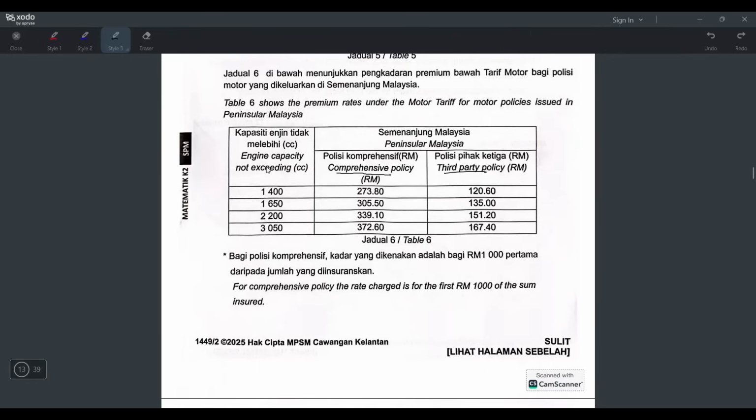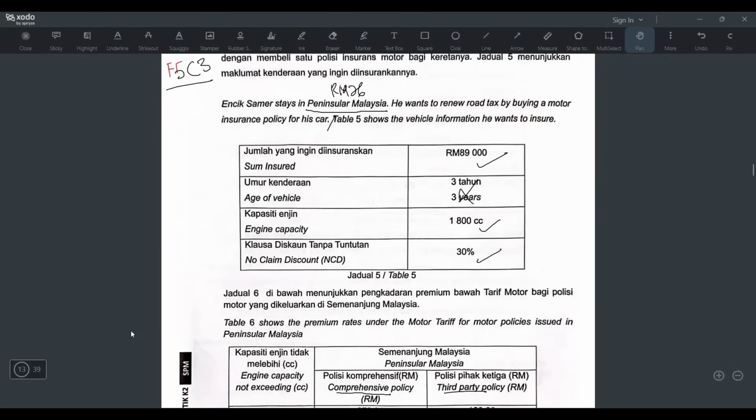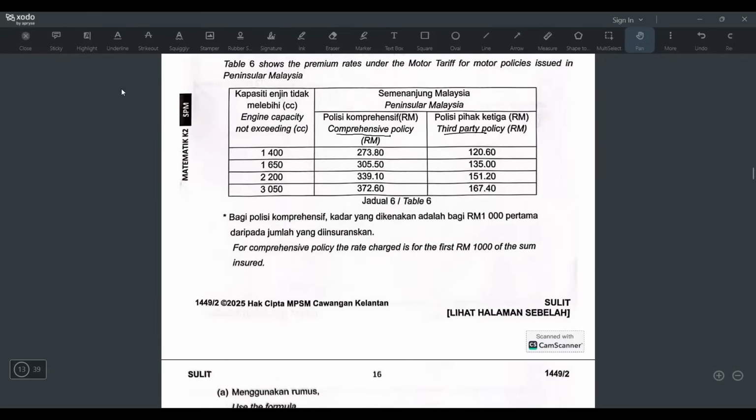Tadi saya sudah tengok. Okay, and then this is the CC. What CC is this? Just now, 1,800. So you want to tengok yang mana 1,800. Okay, dekat sini dia tulis capacity tidak melebihi. It means smaller equals. Engine capacity not exceeding. Okay, 1,400. So we have to choose yang apa? Not exceeding, right? So how? So 1,800.